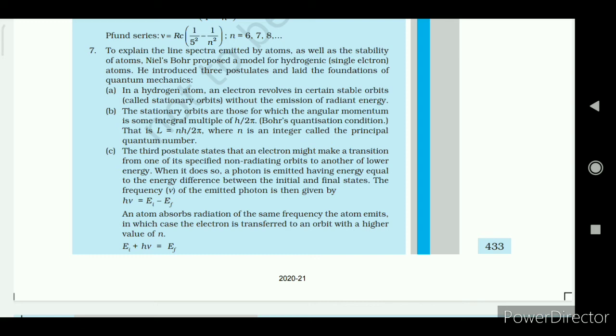Atoms are excited to these higher states by collision with other atoms or electrons or by absorption of a photon of right frequency. Number 9. De Broglie's hypothesis.